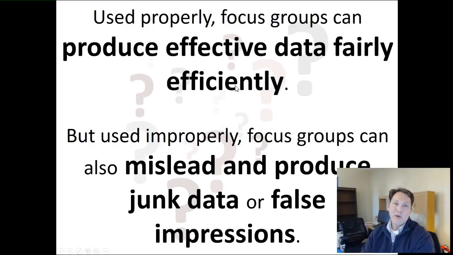Used properly, focus groups can produce effective data fairly efficiently. And by efficiently, I mean, a single focus group takes 60 to 90 minutes. And at the end of that focus group, you have a pretty good amount of information. I usually recommend doing at least 2 focus groups for any subgroup that you're going to study, and we'll talk more about that in a later lecture. But even in 3 hours, you can get an awful lot of data.